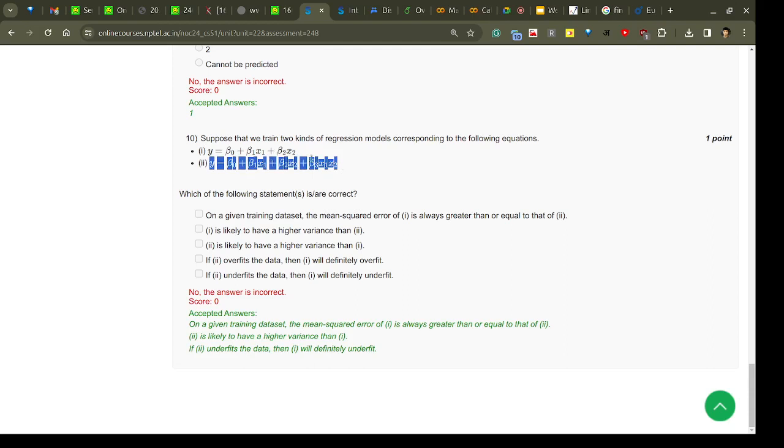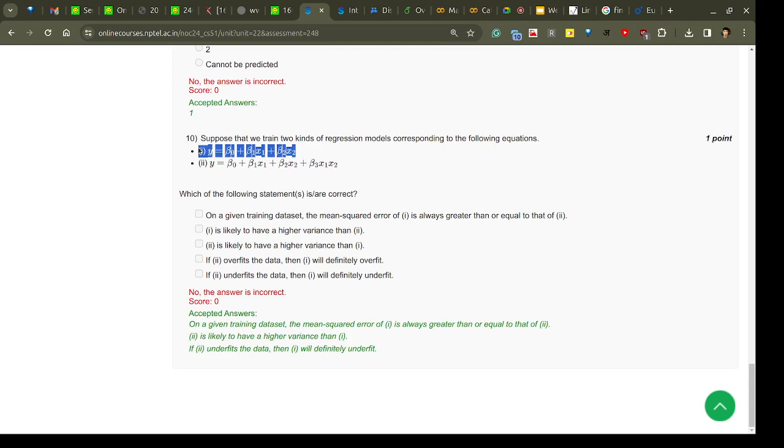But because this is simpler, even if that overfits, as it has fewer parameters, it may not overfit. So we cannot say definitely it will overfit, because it is less complex and has a smaller number of parameters. I think similar things have been covered in the lectures also. So the basic thing is about complex models.